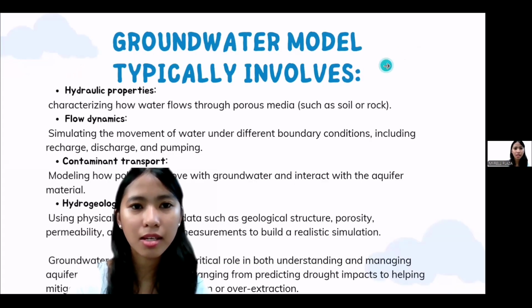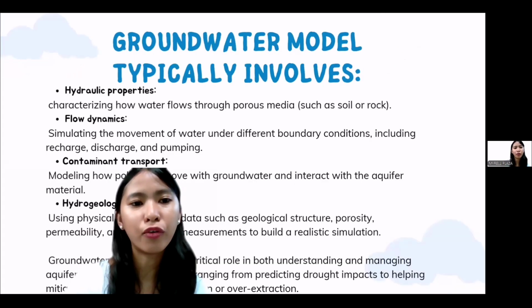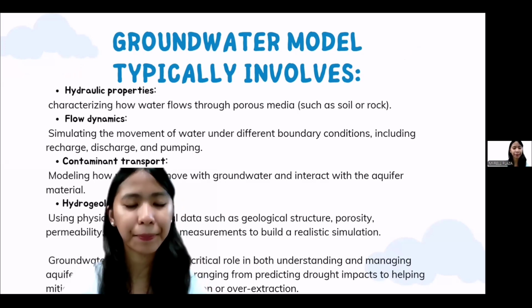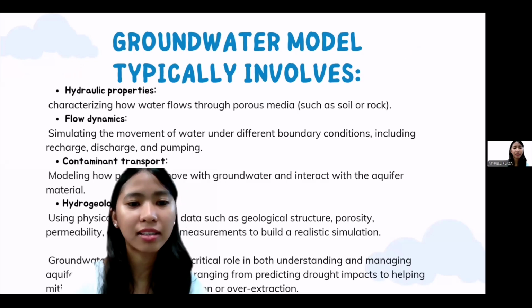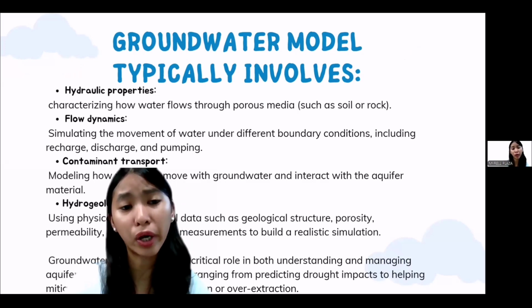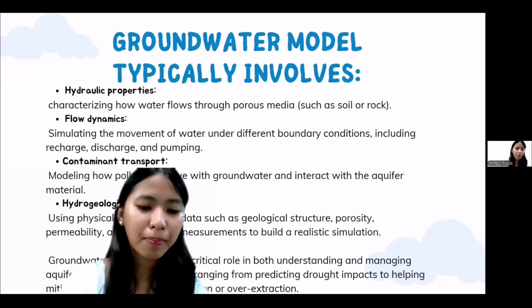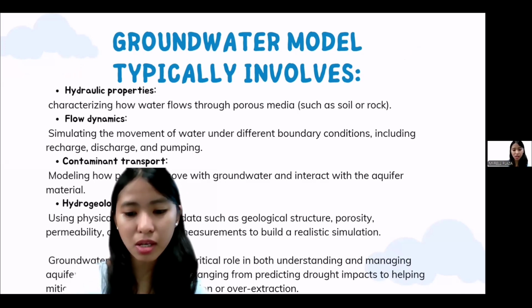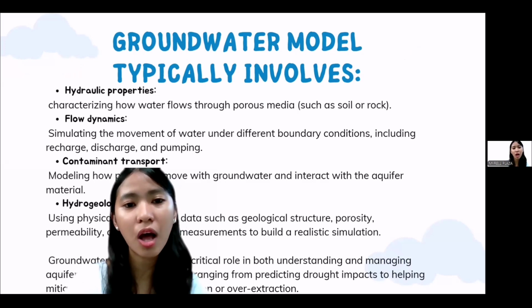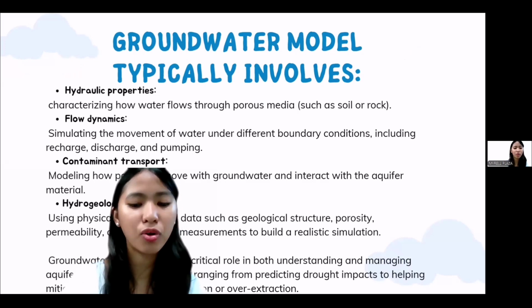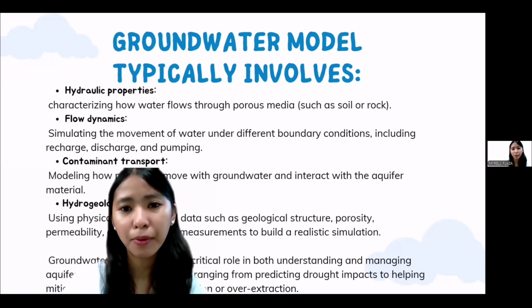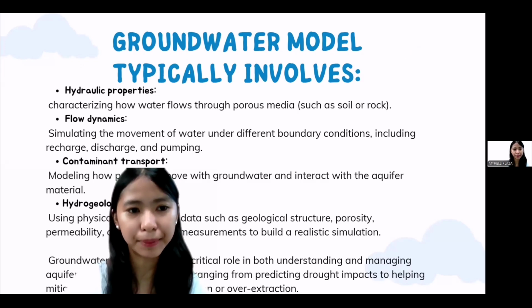Next, a groundwater model typically involves hydraulic properties, flow dynamics, contaminant transport, and hydrological data. Hydraulic properties characterize how water flows through porous media such as soil or rock. These are the features of soils and rocks that control how easily water can flow through them, such as porosity or permeability.